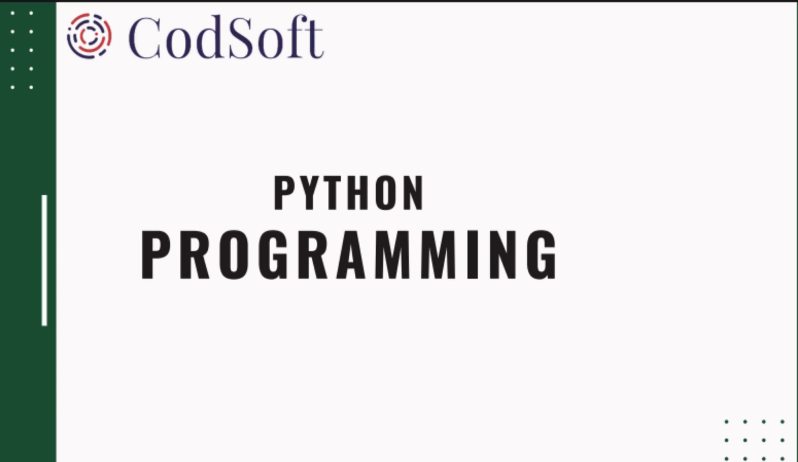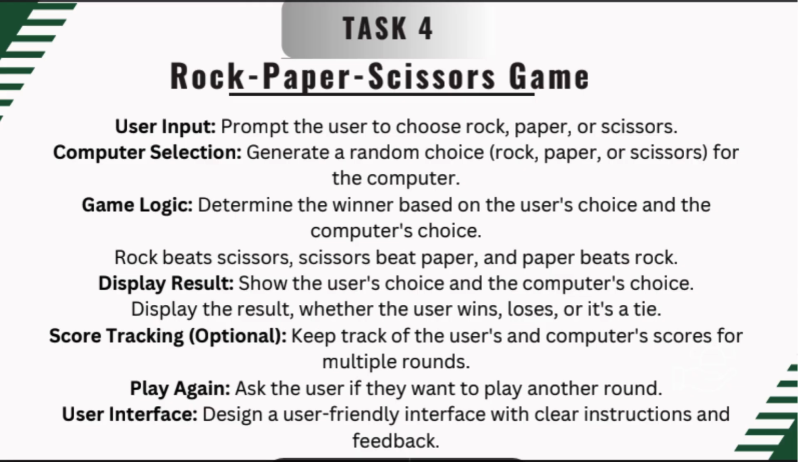Now, let's move on to the 4th task in which we have to create a rock, paper, scissor game using Python. Allow the user to choose rock, paper, or scissor and random choice for the computer. Keep track of the scores and rounds. Show the result at the end and ask the user if they want to play again.